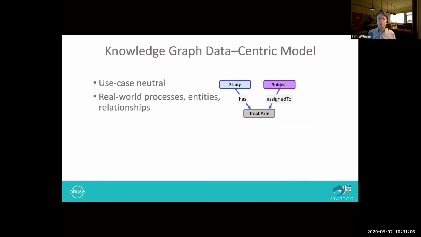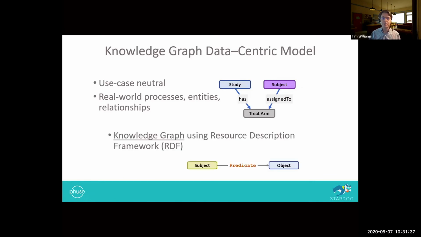I've talked a lot about knowledge graphs and modeling real-world processes in a use case neutral way. What does that mean? Well, as an example, you could create a model where a study has a treatment arm. A subject is assigned to that treatment arm. The model is extended to represent the entire study process with all of its various components, events, and rules. We can then map the instance data, an actual study, a specific treatment arm, a human study subject named Tim, to that model. This is the familiar subject-predicate-object model of RDF.